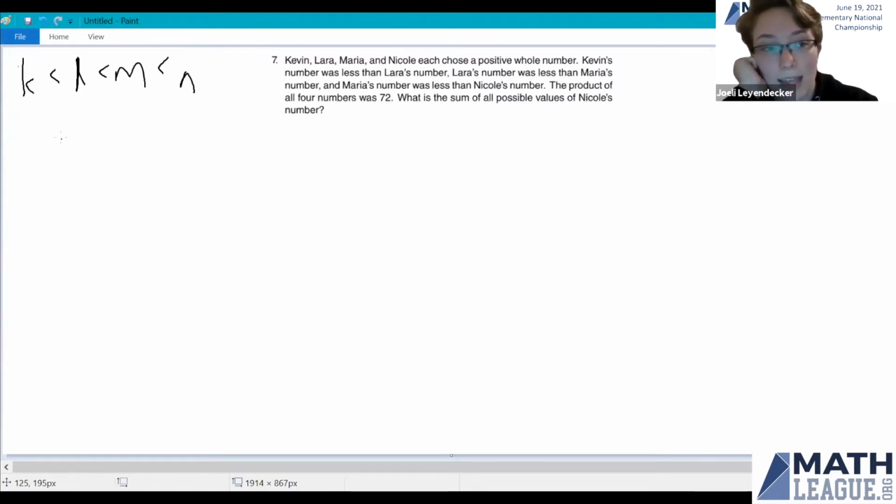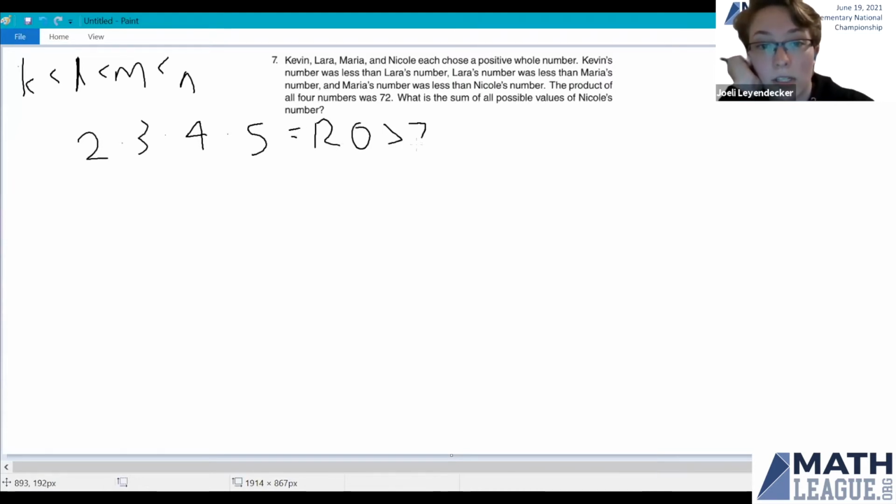Now, if K were greater than or equal to 2, the smallest product we could have would be 2 times 3 times 4 times 5, which is equal to 120. And that's greater than 72. So Kevin's number K has to be less than 2. So K is equal to 1.